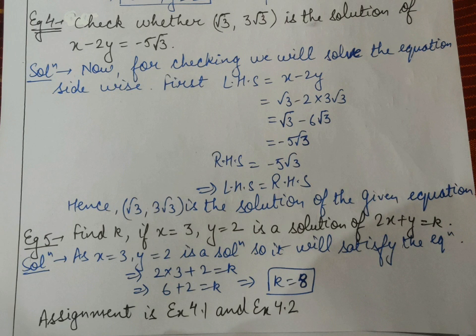Then come to next example, that is example number 5. Find k if x equals 3, y equals 2 is the solution of 2x plus y equals k. As x equals 3, y equals 2 is the solution, so it will satisfy the equation given to us. So we can write the value of x and y in the given equation. After writing the value of x and y in the given equation, we will get the equation as 6 plus 2 equals k. That means value of k is coming as 8 from here.